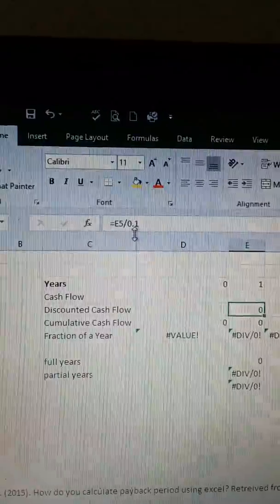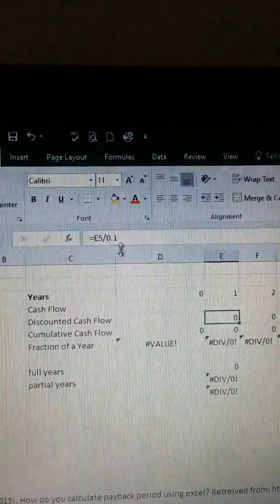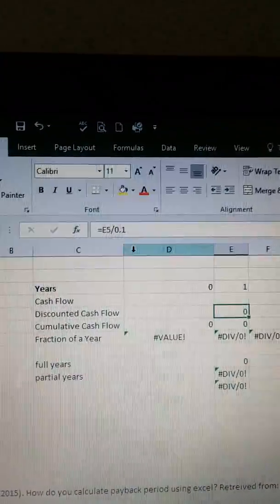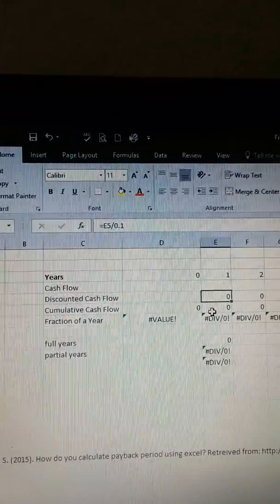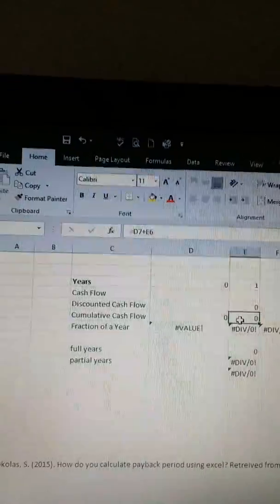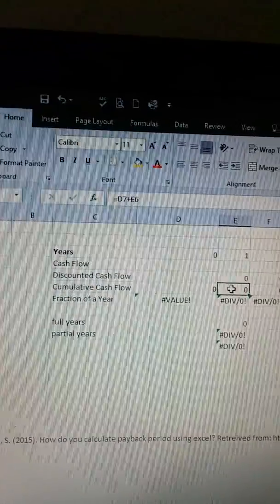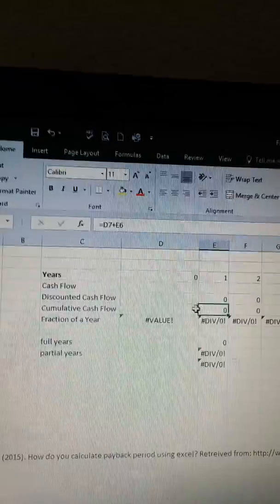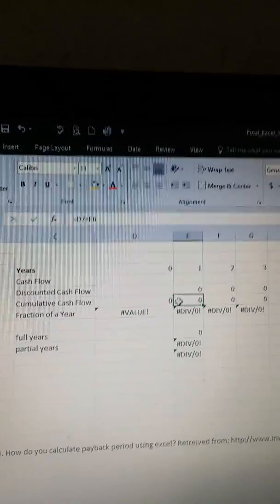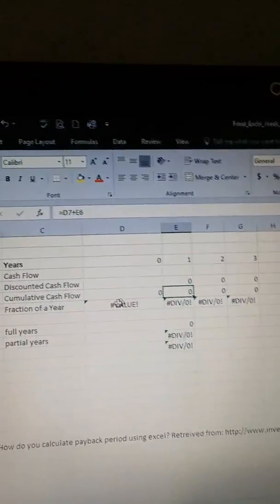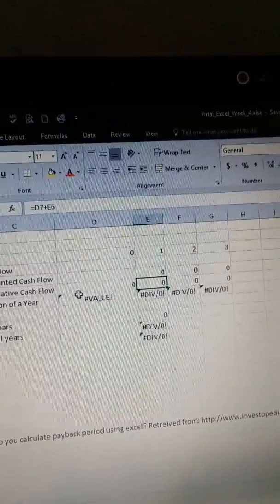So this 0.1 represents our 10% discount. And then we have our cumulative cash flow. And so that's just going to add, obviously, our cumulative cash flow plus our discounted cash flow to give us the cumulative cash flow. We also have here set up, it's kind of different, called a fraction of a year.